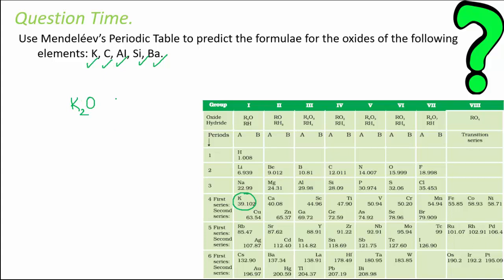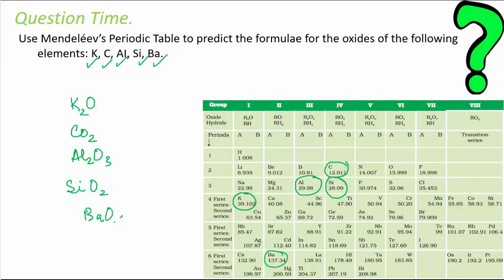If you talk about carbon, first we have to find out where carbon is. Carbon is here. So the formula of oxide would be CO2. Aluminium, where is aluminium? It's here. So aluminium oxide would be Al2O3. We have silicon. Silicon is here again. Silicon oxide would be RO2, that is SiO2. And we have barium. Barium is here. So barium oxide would be BaO. So these would be the oxides.